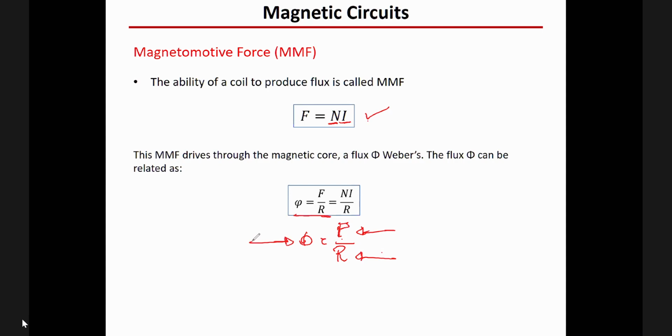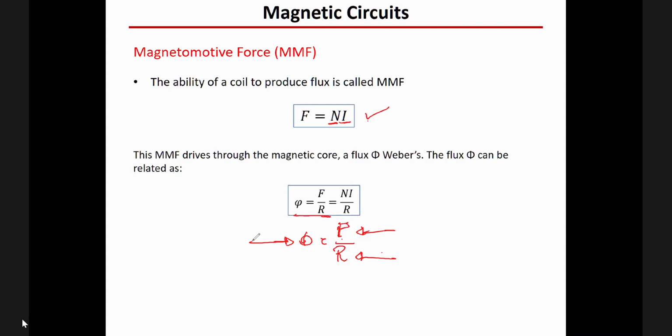So to get a flux inside a magnetic circuit or magnetic core, we need F. F will come from a coil, and it's the result of multiplying the number of turns of the coil by the current inside the coil. Then this F will be divided by reluctance, where reluctance is basically the property of the material or the core to conduct magnetic field, similar to the resistor in the circuit.